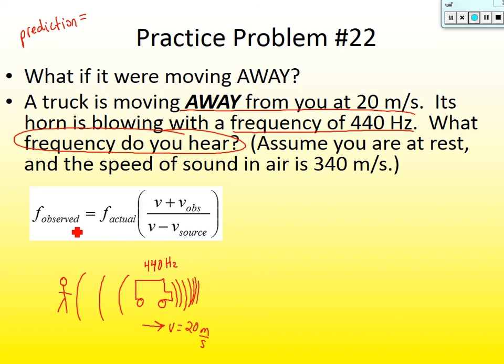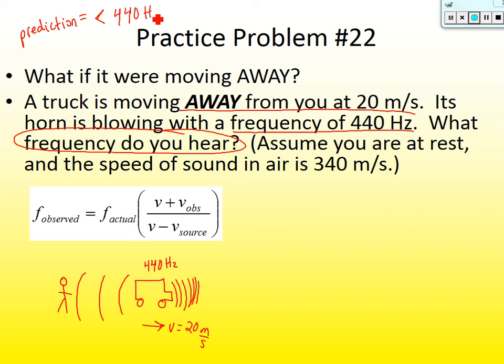I wanted to stop for a second and again ask you about your prediction. If you are now standing behind the source and it's moving away from you, will you hear it at a higher or a lower frequency than 440? So make that prediction. Hopefully you're saying to yourself, well, you're standing behind it, it's going away from you, so these waves are farther apart, which means they're less frequent. So you're going to hear it at a lower frequency.